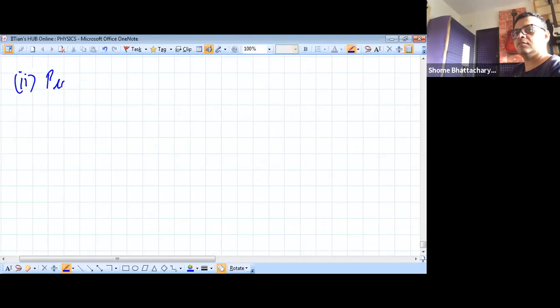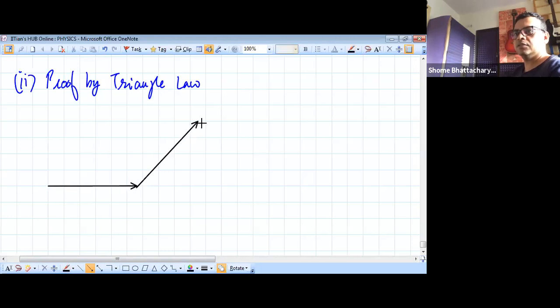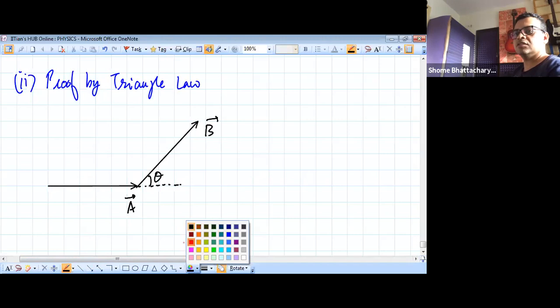Let us see proof by triangle law. So let's go back to our old and trusted triangle law statement and diagram. This is the vector A and this is the vector B. And this is the angle theta between them. So in this case, the resultant will be this one.